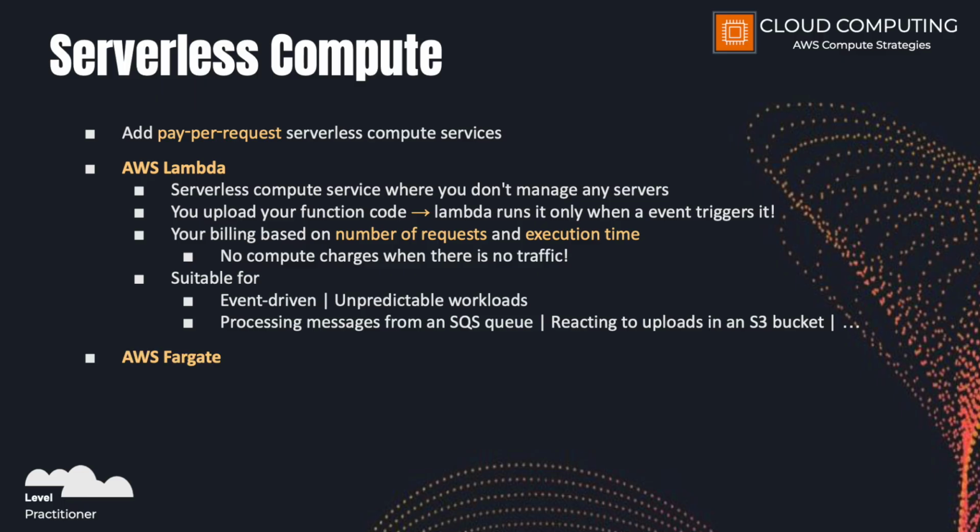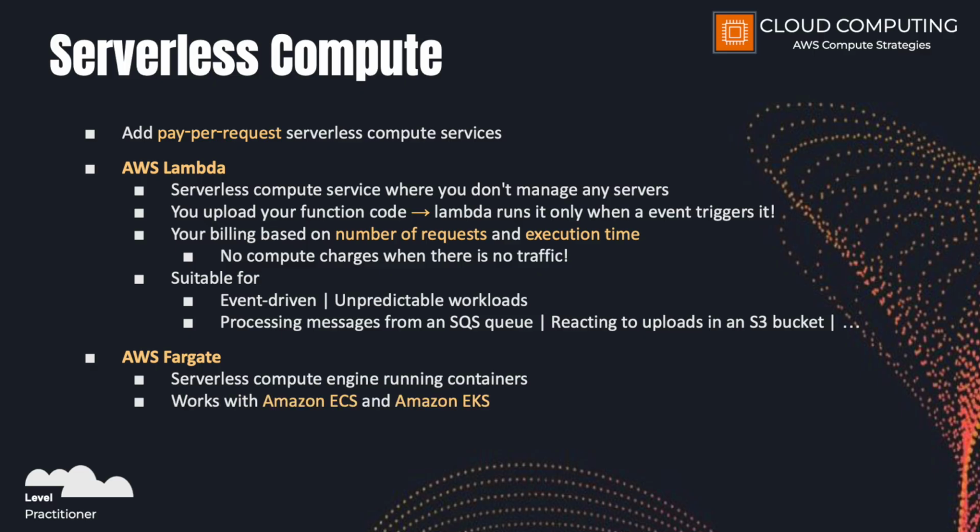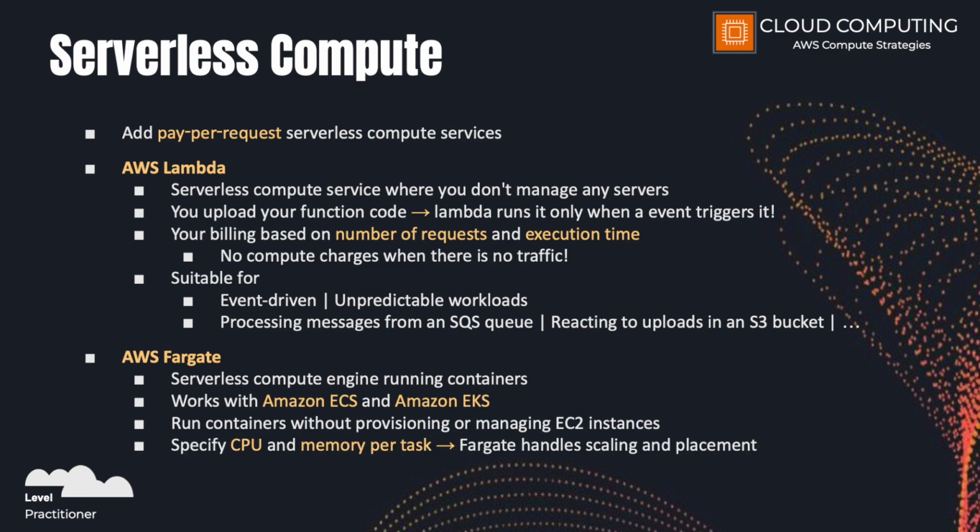Now, let's talk about AWS Fargate, another AWS managed service in this section. AWS Fargate is a serverless compute engine for containers. It works with services like Amazon ECS and Amazon EKS and lets you run containers without provisioning or managing the underlying EC2 instances. You define how much CPU and memory each container needs, and Fargate handles the scaling and placement. This is a very good fit for containerized applications where you want to keep the container model but avoid managing servers and capacity yourself.